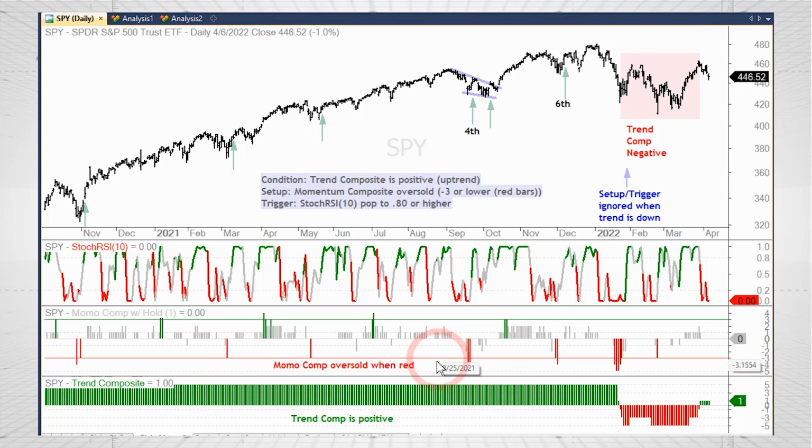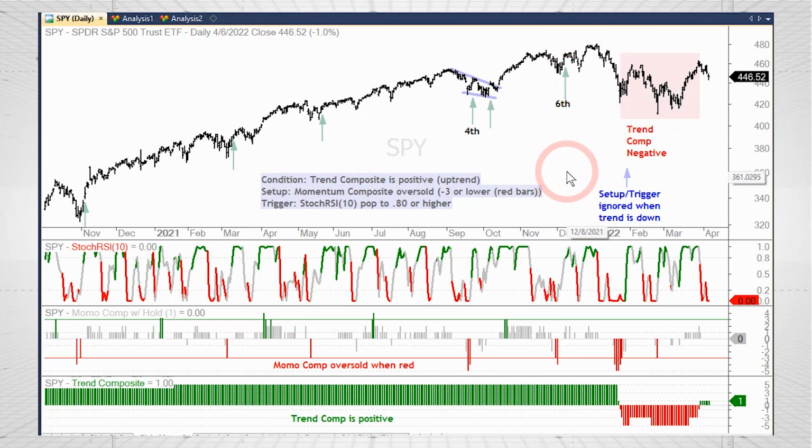All right. The second thing is the setup. And the setup is when the momentum composite turns red. And that means that at least 3 of the 5 indicators in the momentum composite are saying that the ETF is oversold. And then the third thing we need is the trigger. And the trigger is when you get a Stochastic RSI surge to 0.80 or above. That's like a little momentum. And the green arrows on this chart show when you get this condition setup trigger sequence here.